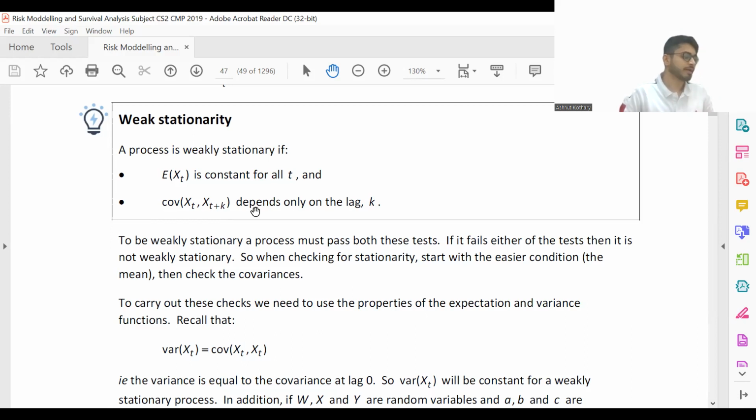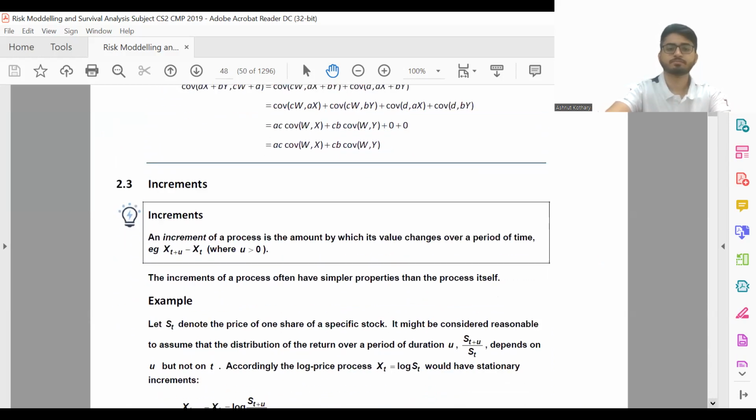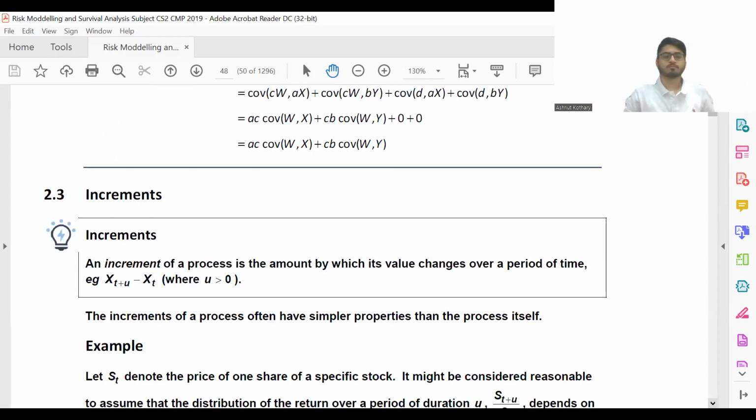Next, give the heading increments. An increment of a process is the amount by which its value changes over a period of time. Example, xt plus u minus xt, where u is greater than 0.